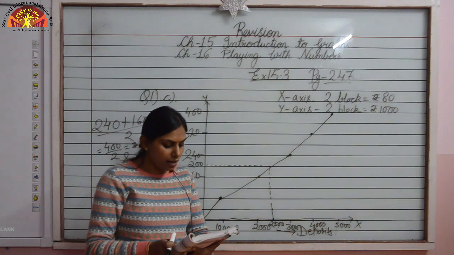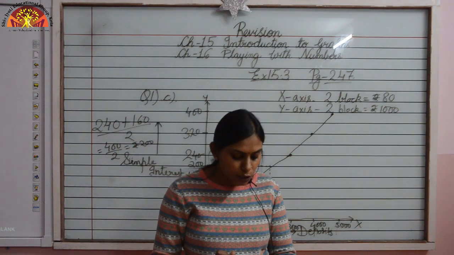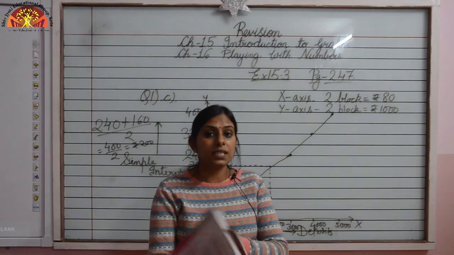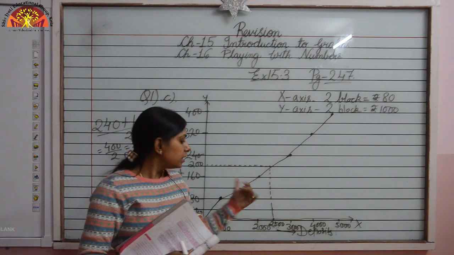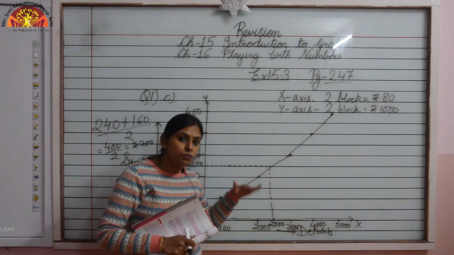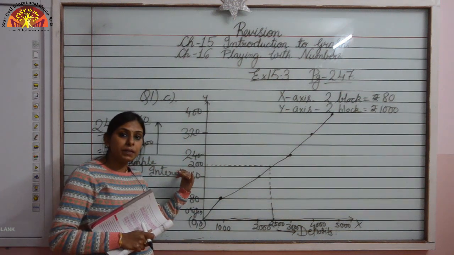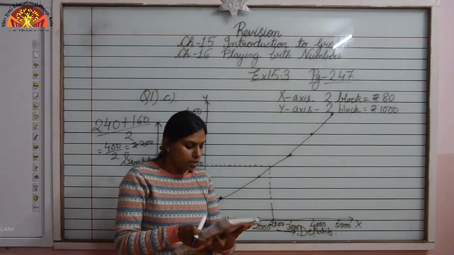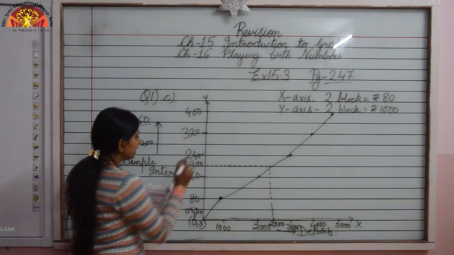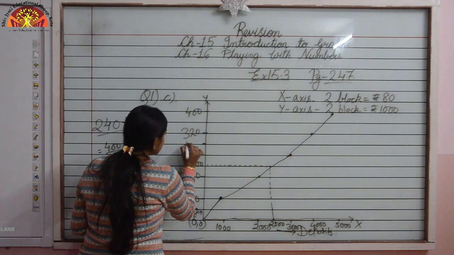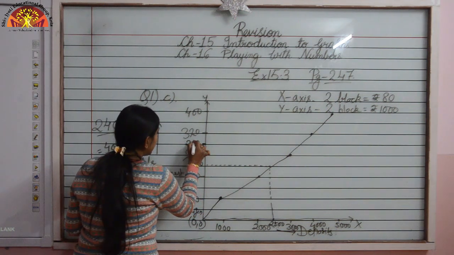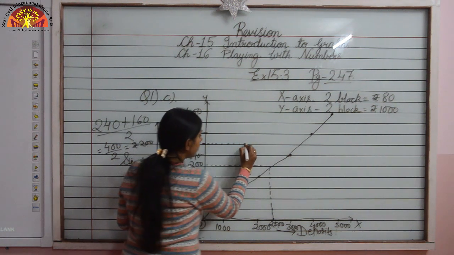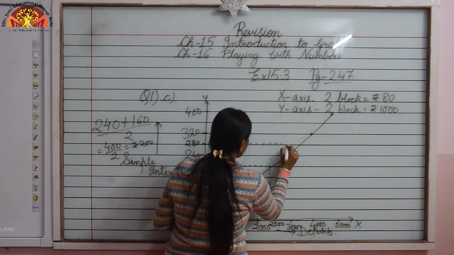Now see the last part of this question: to get an interest of rupees 280, how much money should be deposited? Now it is just the vice versa of the previous part. In the previous part, the deposit was given to you and you were asked to find the simple interest. Now the simple interest is given and you have to find the deposited amount. So here the simple interest given is rupees 280. It means it will lie exactly in the middle of 240 and 320. So we can extend the line and find the deposited amount for the simple interest of rupees 280.